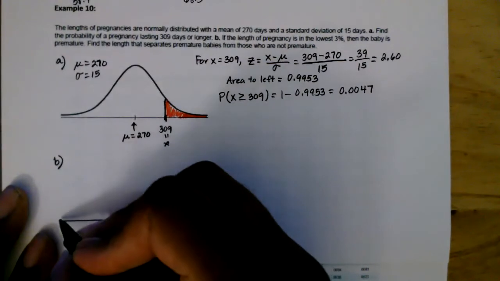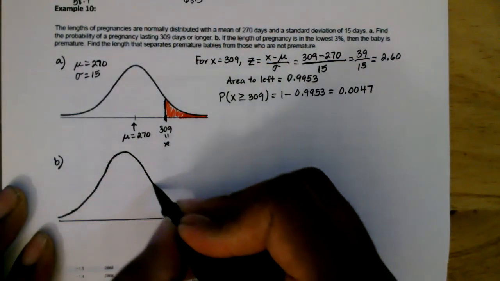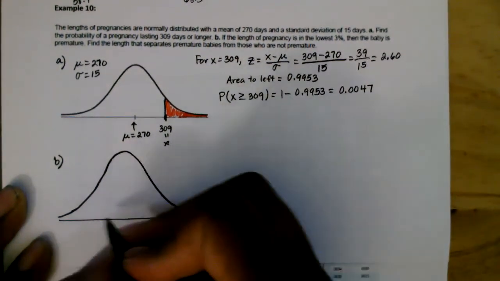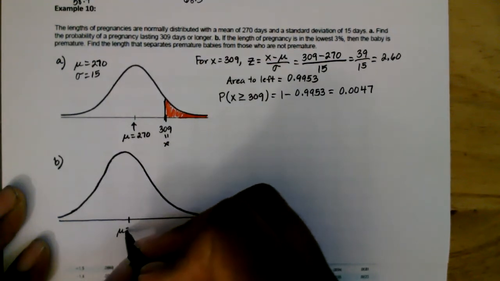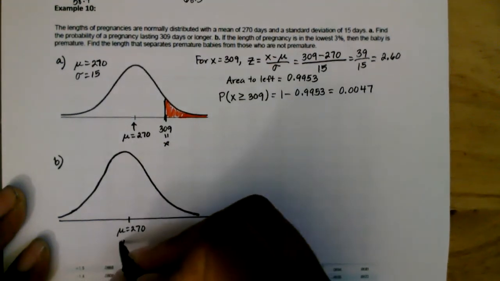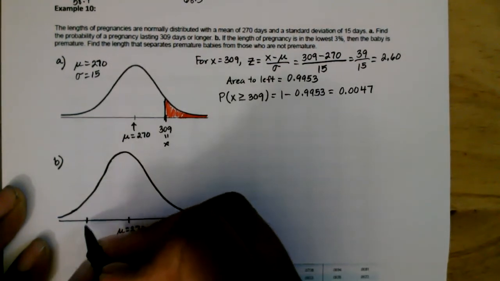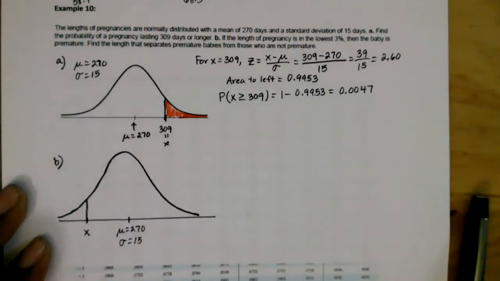And in this case, I'm drawing a normal curve. The mu is going to be at the center, where mu is 270. And your standard deviation is still going to be 15. Let's say x is over here, because 3% is a small probability.